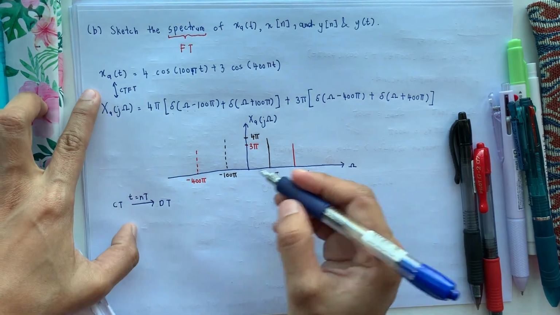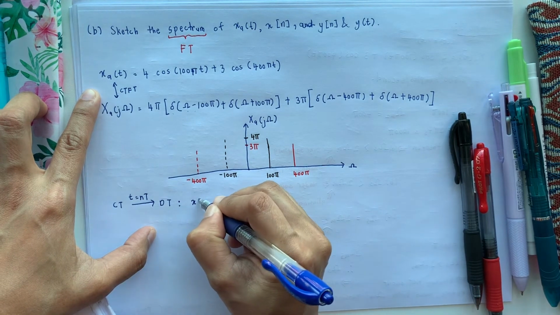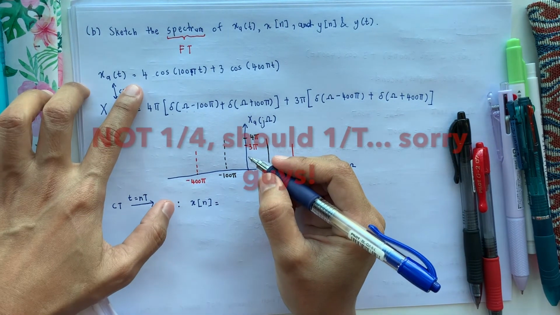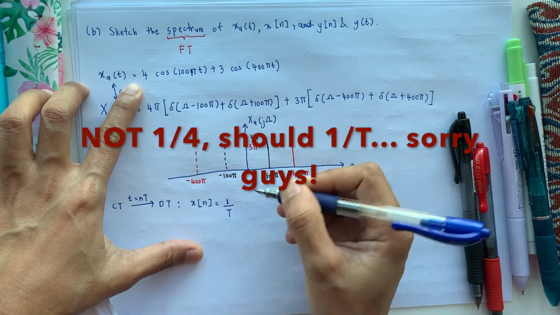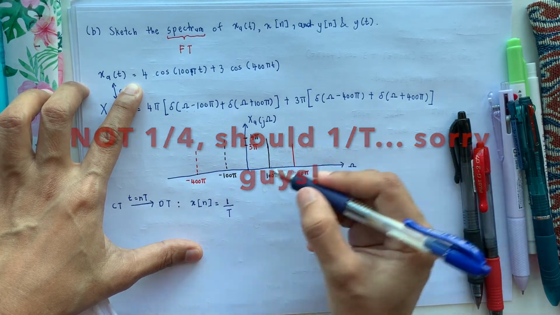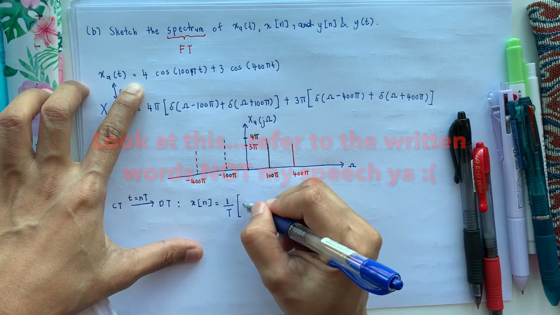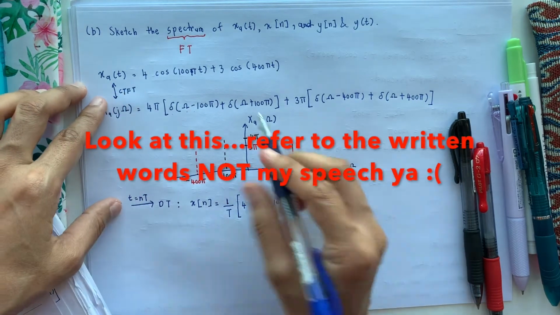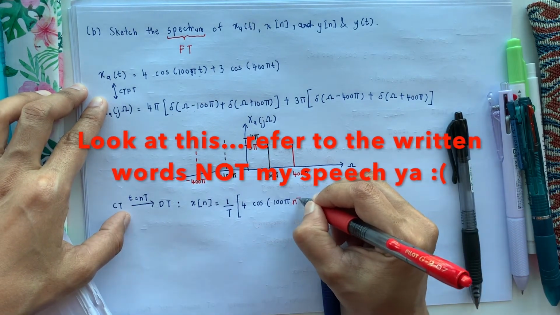Next, you have to refer back to your s(t). So basically you have your s[n] equal to, don't forget to put your 1/T. Why? Because the 1/T refers to your sampled signal, which comes from your sampling process. So for cos 100 pi, you replace your t with nT. So now you will have nT.